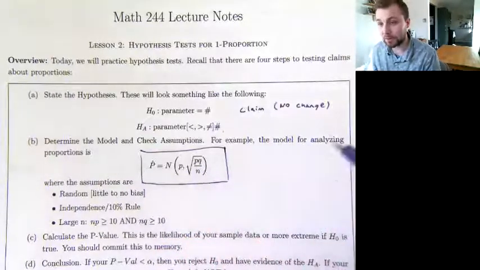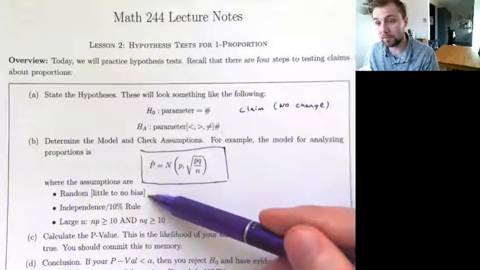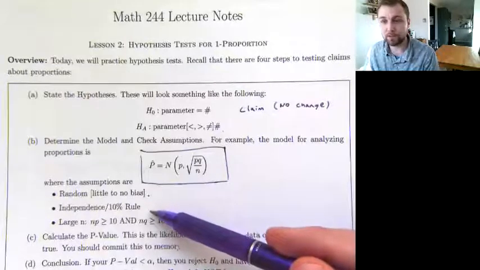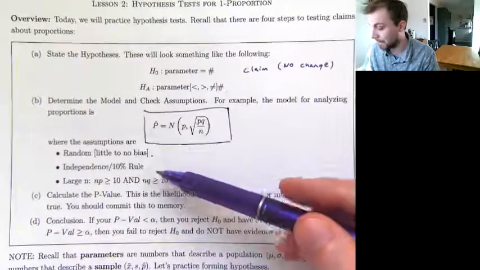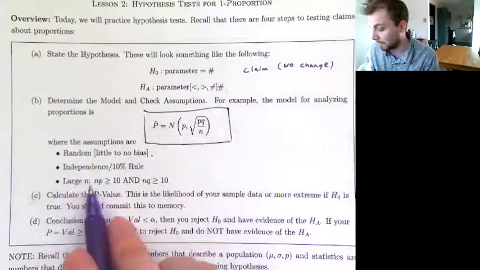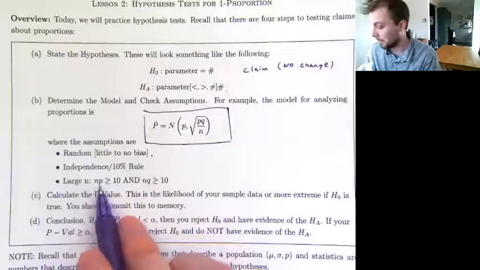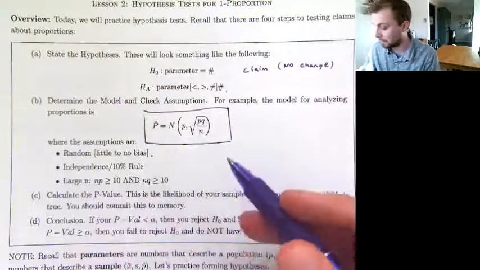As always, there are 3 assumptions for using these sorts of models. Random, by that I mean there's little to no bias. Independence, one thing does not affect another. That's hard to check, so the backup is the independence 10% rule. And finally, a large n. Large n means I anticipate n times p, 10 successes, and 10 failures, n times q.